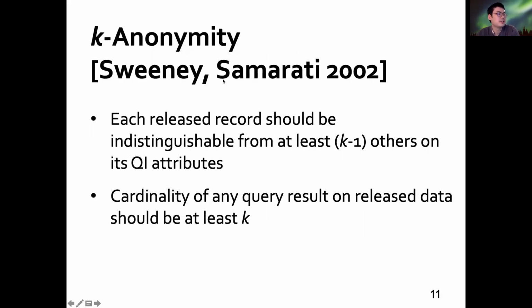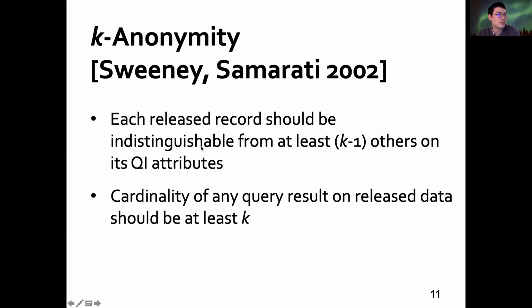Sweeney and Samarati initially found this problem and then proposed the concept of K-anonymity. What does K-anonymity mean? Each released record should be indistinguishable from at least K-1 others on the QI attributes. Pay attention that we are only worrying about the QI attributes, not the sensitive attributes. That actually also has some weaknesses, which we will talk about later.